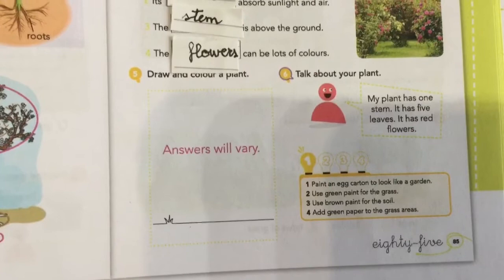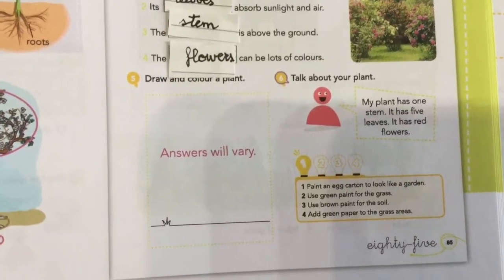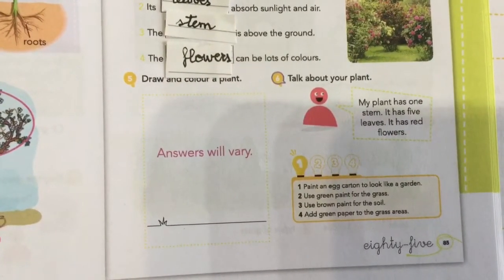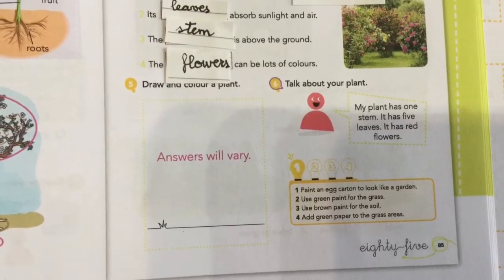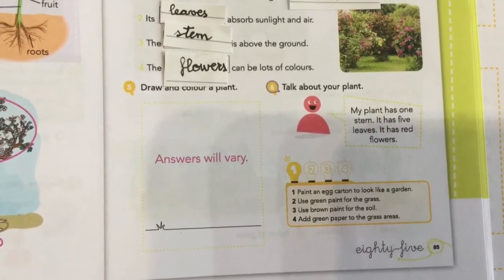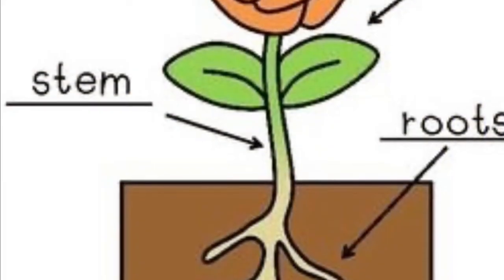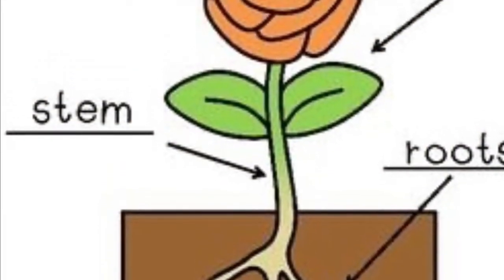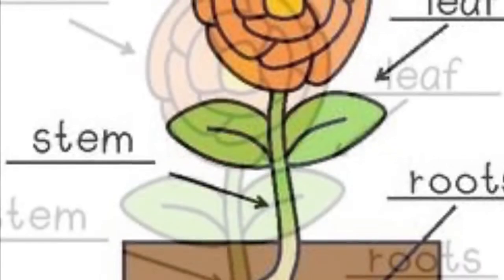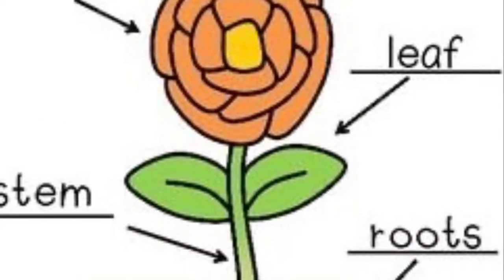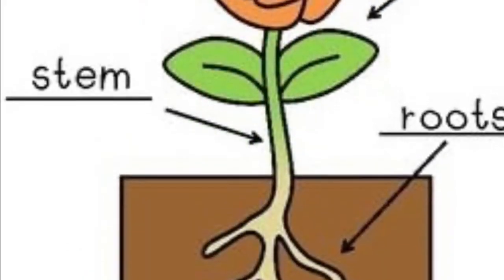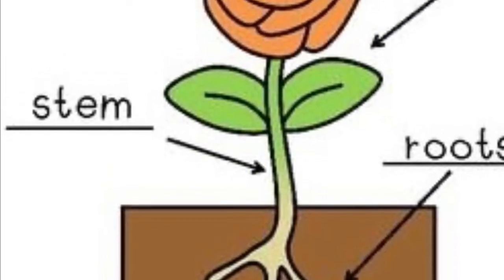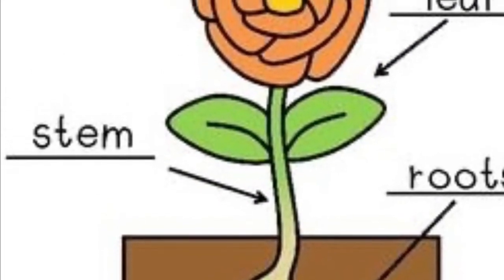Okay, what do we have to do in activity 5? In activity 5, we have to draw and color a plant. And I'm going to show you an example, okay? And this is the example of my plant. You can see that it has roots, stem, leaves, and flowers. You can copy it if you want.